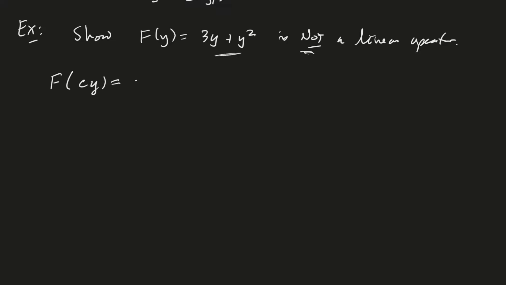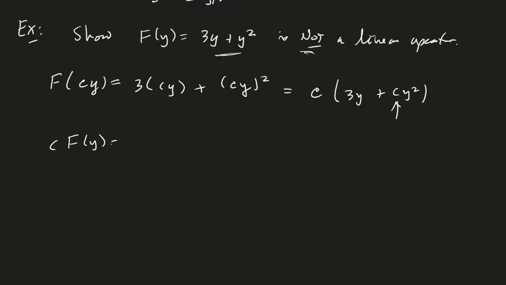Because that means I'm going to take 3 times cy plus c times y squared, and so that's equal to 3 times, let's go ahead and pull out the c because I know I'm going to need that. C times 3y plus cy squared, and that's going to give me a problem, right? Because c times f of y would be c times 3y plus y squared, and you see that these two things are not the same. Good. So that's all you would need to say this is not a linear operator. Good. Example.